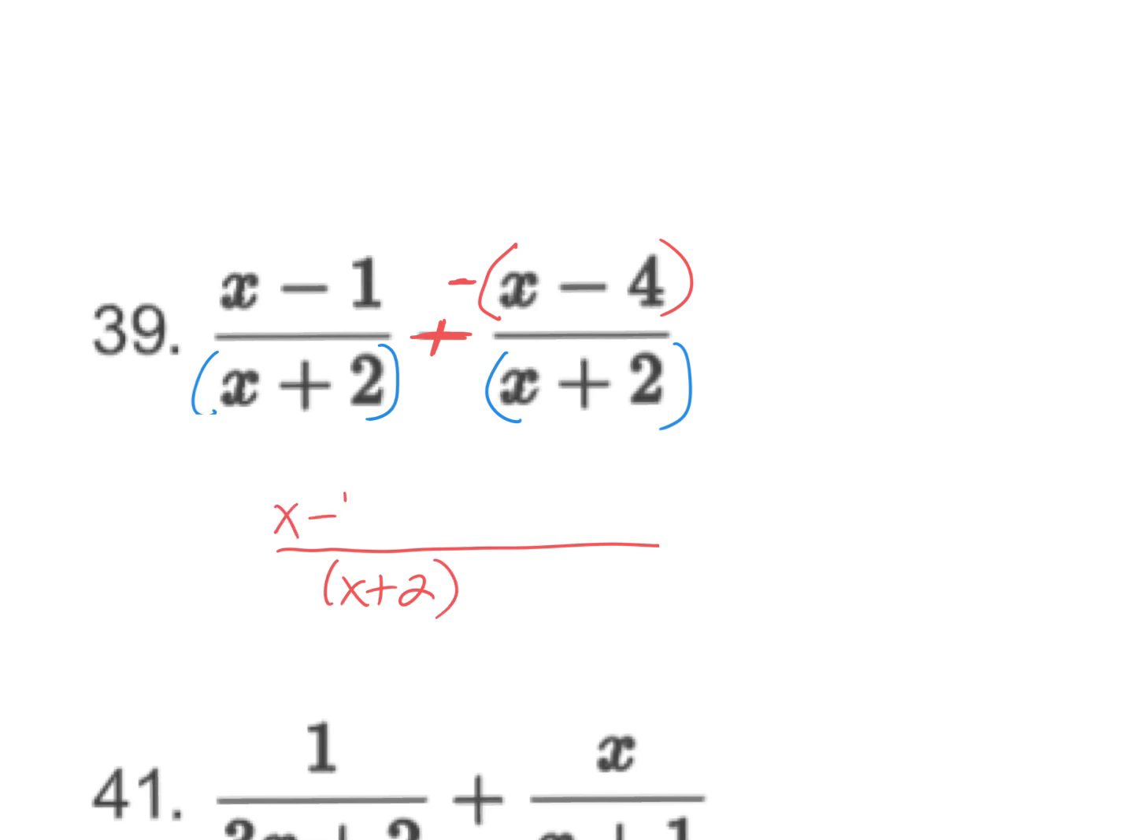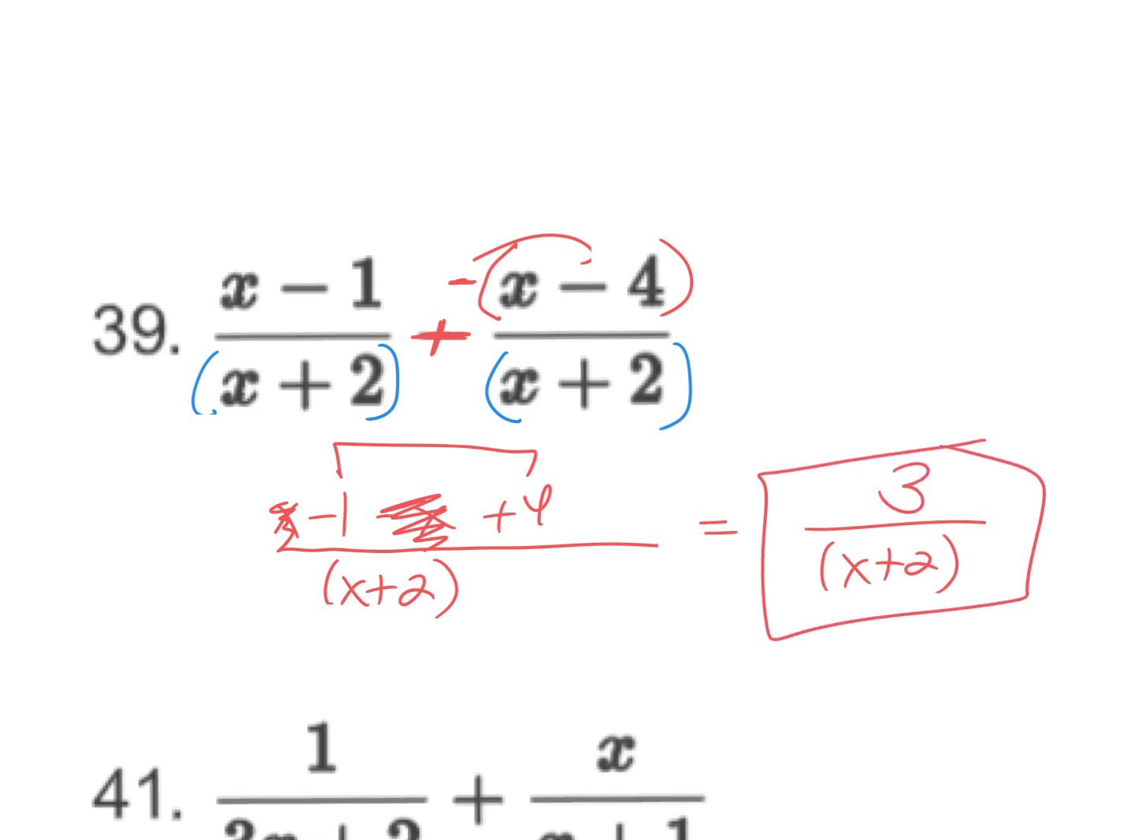I have x minus 1 first, and then I have negative x, and when I distribute, a negative times a negative is a positive. So my denominator stays the same as x plus 2. What can I combine? What's a positive x and a negative x? They cancel, right? And then I have negative 1 plus 4 gives me 3.